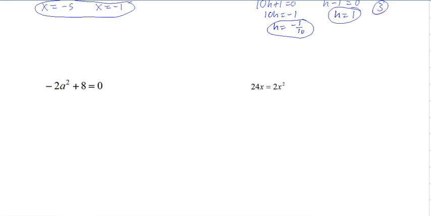Alright, so give these two a shot. Hit pause and try it. Remember, 3 steps. Make sure it's set equal to 0, factored, and then set each factor equal to 0. Hit pause and give it a shot.